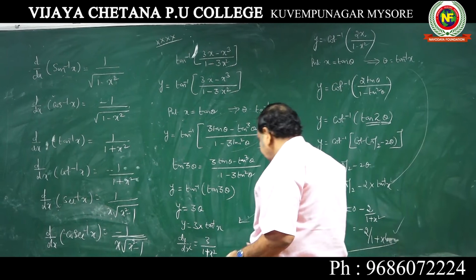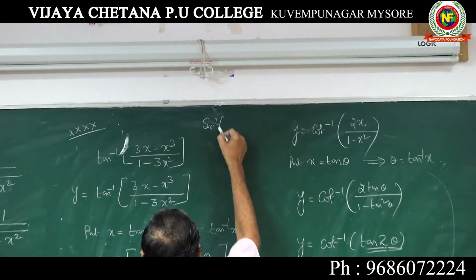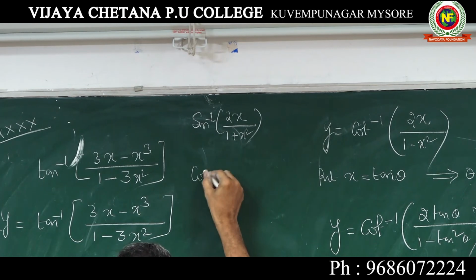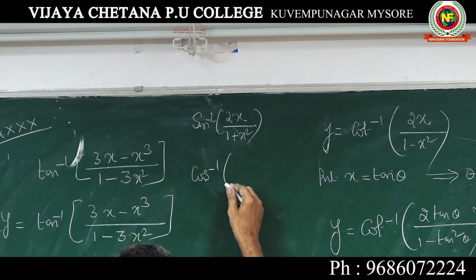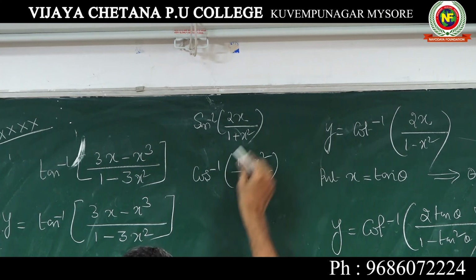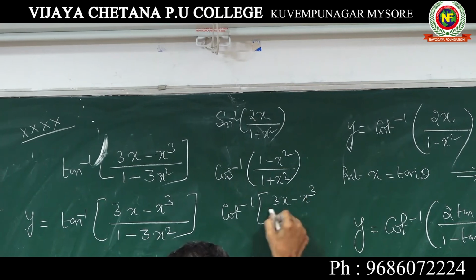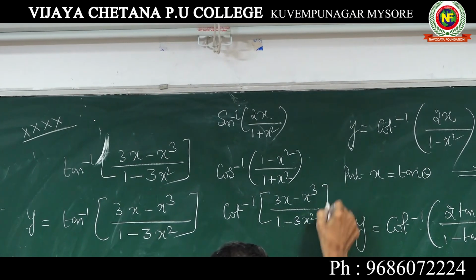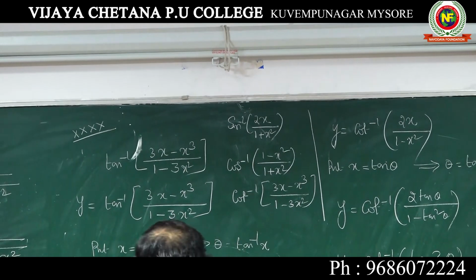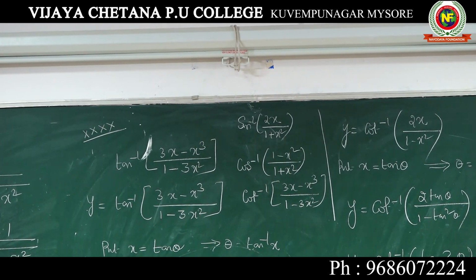Now with this we shall close, and I will give you two problems. Please do this. Sin inverse, we have already done this. Again, please do it. Cos inverse and cot inverse of 3x minus x cube by 1 minus 3x. Differentiate with respect to x. These three problems: sin inverse of 2x by 1 plus x square, cos inverse of 1 minus x square by 1 plus x square, and cot inverse of 3x minus x cube by 1 minus 3x.